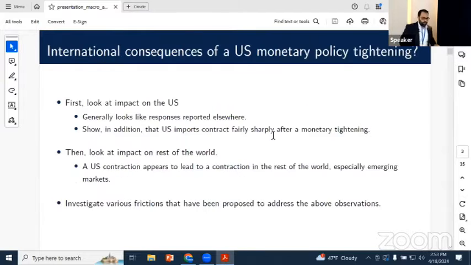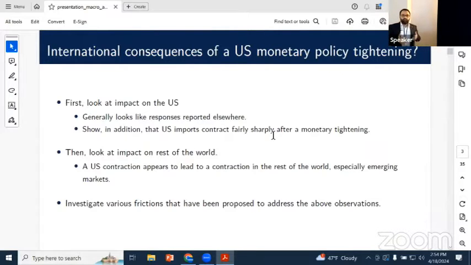So what we are going to do is take a step back. We are going to talk about US monetary policy shocks, and first, how they affect the US. Our results are going to be in line with the literature, but we are going to emphasize the decline in imports following a US monetary policy shock, and it's going to be at the heart of our analysis.